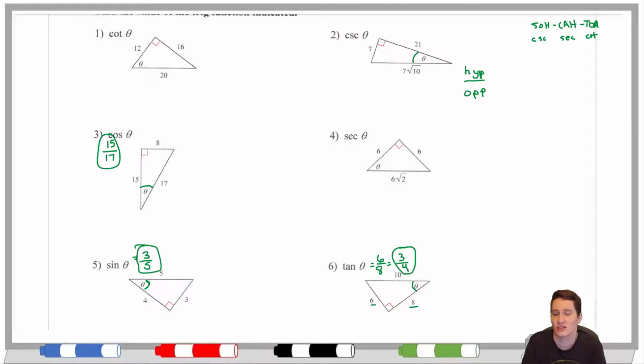So 7 square root of 10 is the hypotenuse. It's going to be over this opposite side, which is 7. 7 square roots of 10 over 7. The 7's cancel, leaving us with just square root of 10. So that would be our answer.